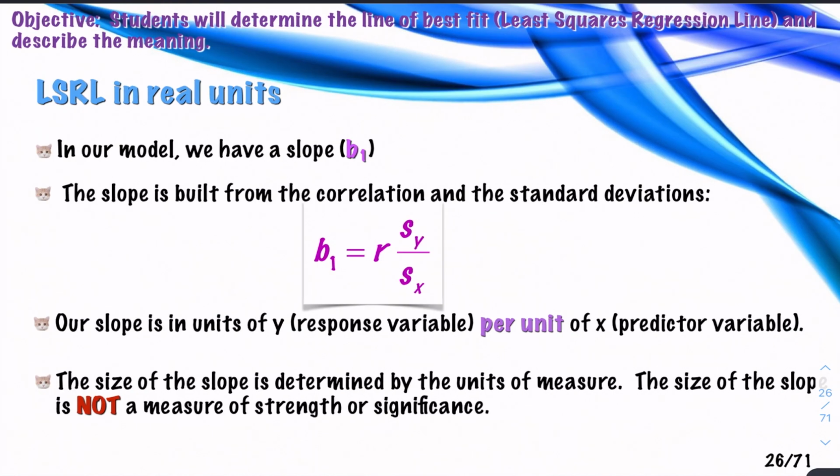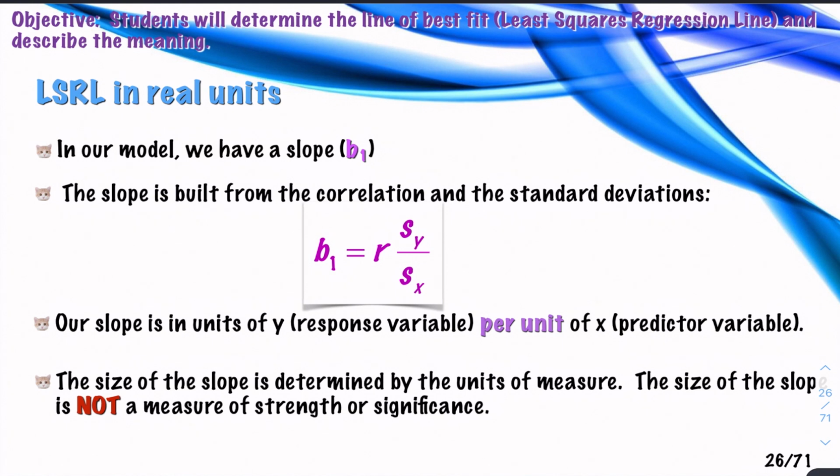Okay, least square regression lines for real units. So in our models, we have our slope, b1. The slope is built from the correlation and standard deviations, as we saw before. Slope, again, is the correlation coefficient times the standard deviation of y divided by the standard deviation in x. Our slope is in units of the response variable per unit of x. Think miles per gallon or dollars per hour.